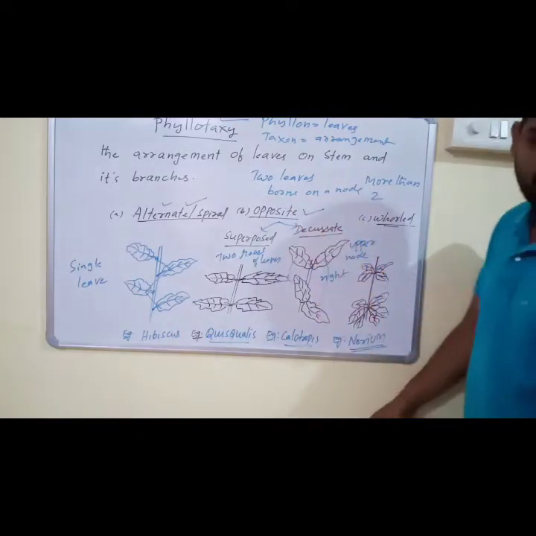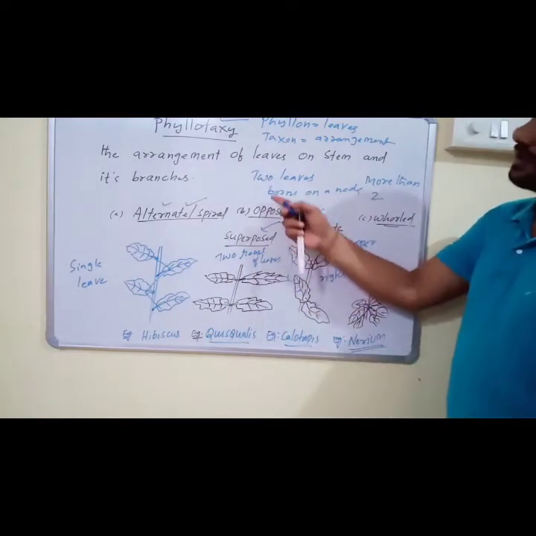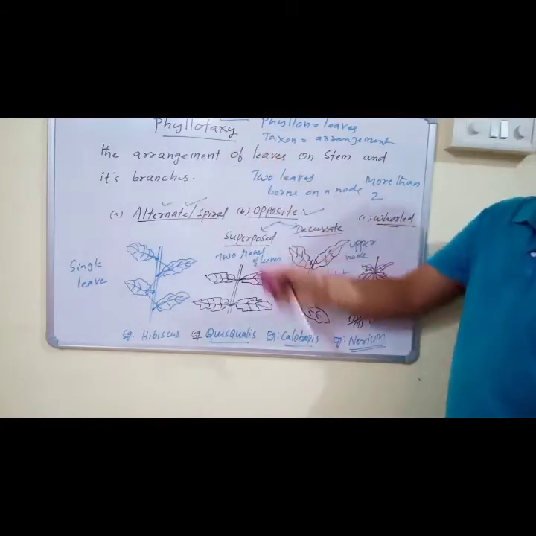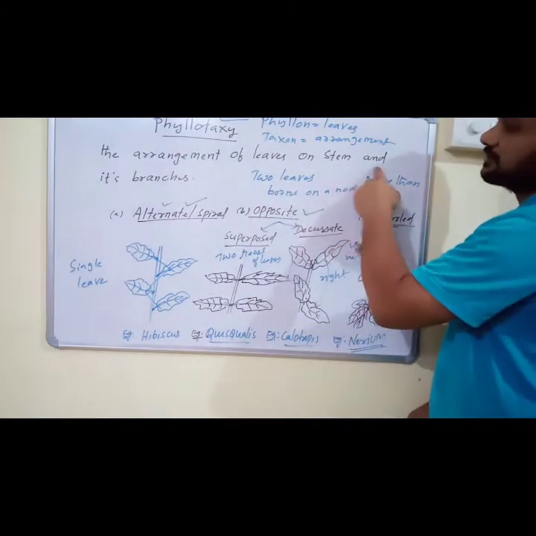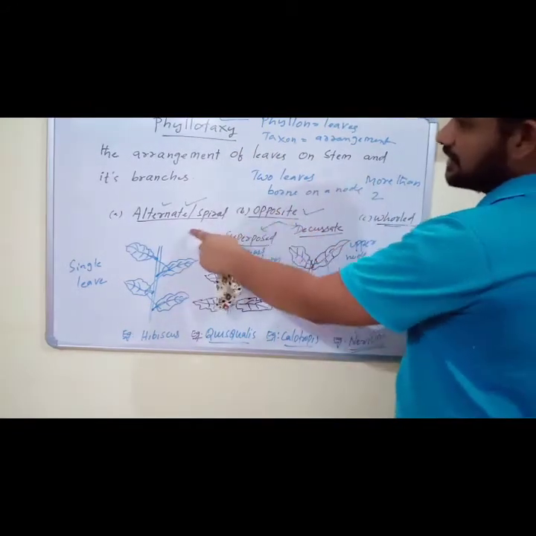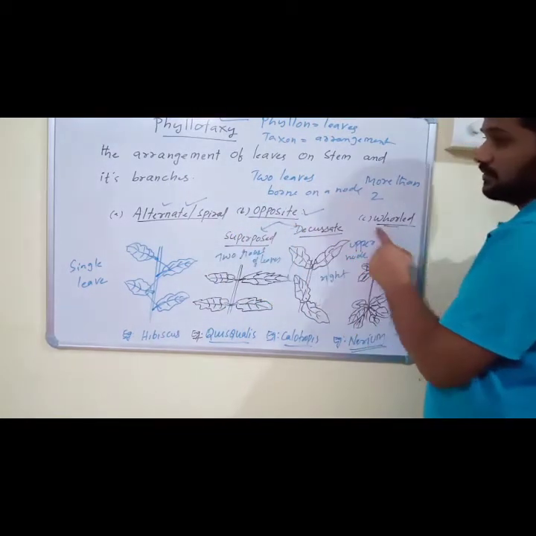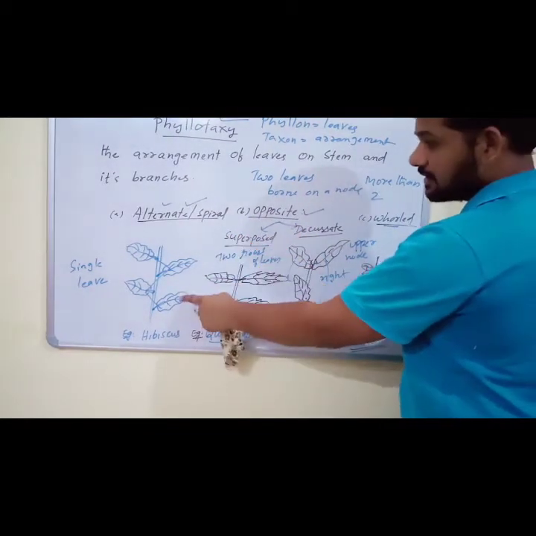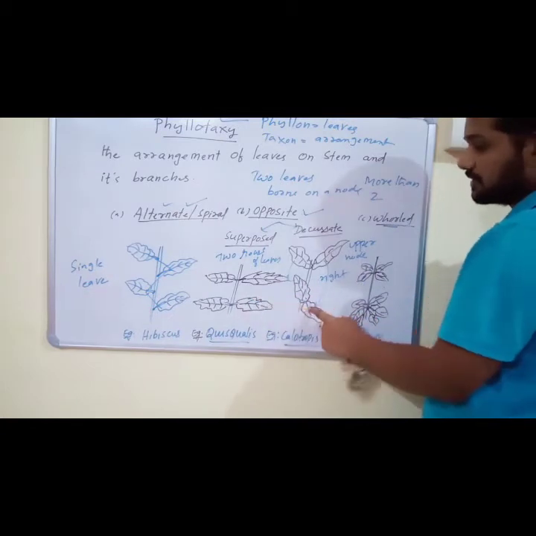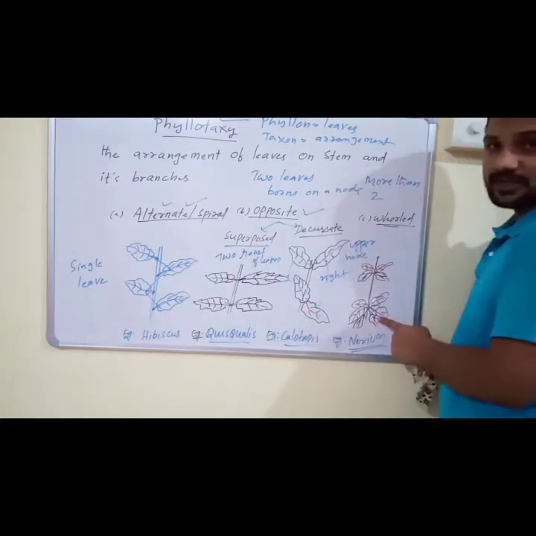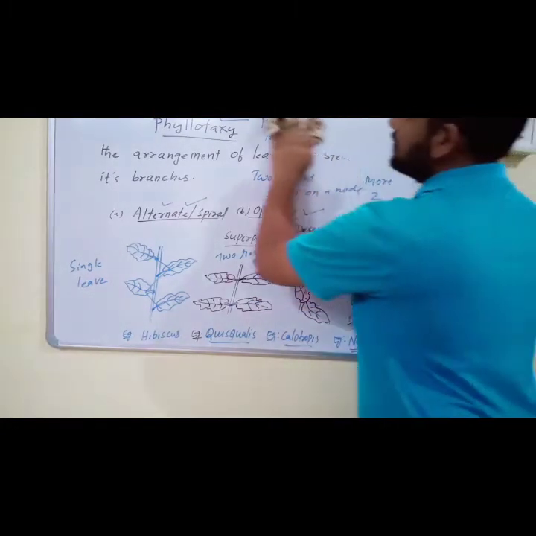So these are the different types of phyllotaxy. What is phyllotaxy? It is the arrangement of leaves on stem and its branches. And there are three types: alternate, opposite, and whorled. So simple. Alternate, leaves are alternately arranged. Opposite, leaves are oppositely arranged. Whorled, a group of leaves present in a node. So this is the phyllotaxy.